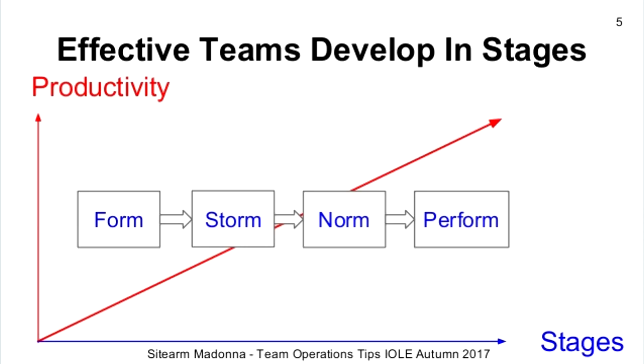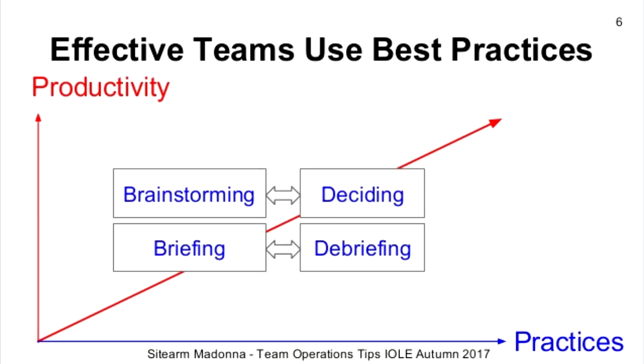And out of that comes the fourth stage, which is perform. And the team is humming along, working smoothly, effectively, competently, and autonomously. A lot of you will be working on your own doing stuff and then coming back together to kind of tell each other what you found out. So that's the 4 stages. The next effectiveness factor is what I like to call the 4 practices.